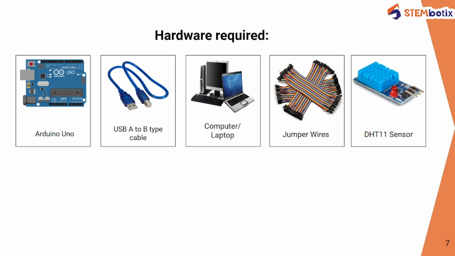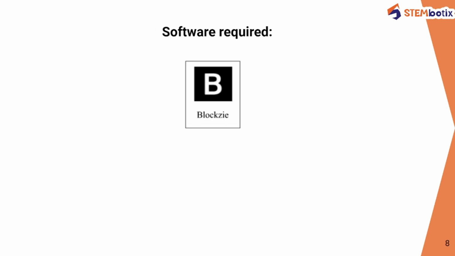So for that, these are the hardware we are going to require. The first one is the Arduino Uno board. After that, we are going to require this USB A to B type cable to connect your Arduino or microcontroller with a computer or laptop. So you are also going to require a computer or laptop, a few jumper wires, and also a DHT11 sensor. And the software in which you are going to block code your device is Blockzie. So the software you are going to require is Blockzie.